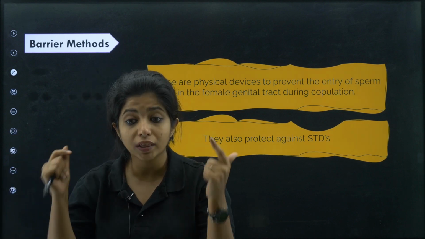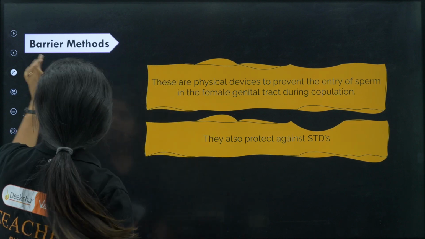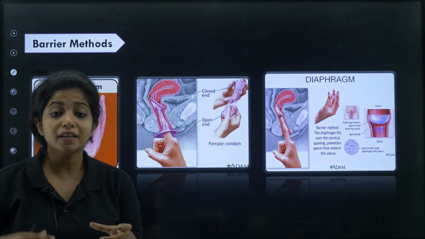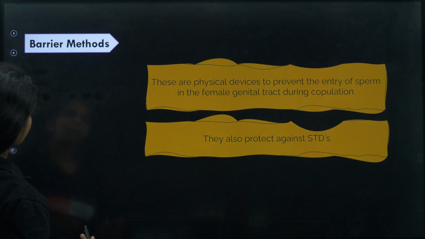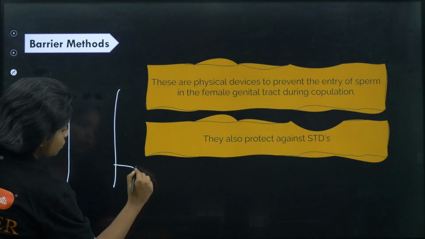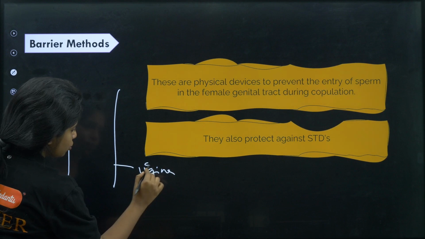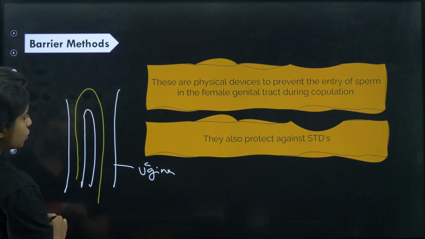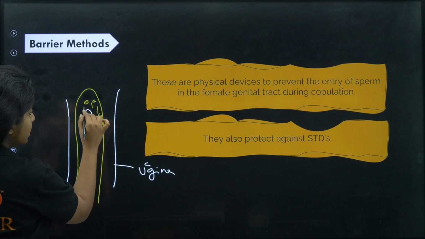How can you do that? With the help of a condom, my dear children. So over here you have a condom. This is put on the top of the penis, right? Suppose this is the female genital tract, which is known as the vagina. The penis is being put over here, and then the condom is being placed over here. The sperms which are there are gathered over here.